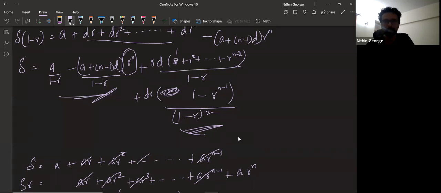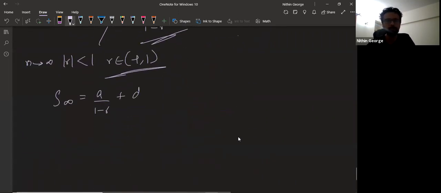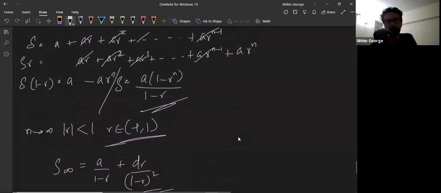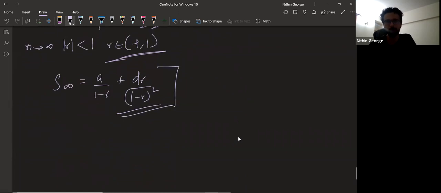Then here, R power n minus 1 is good enough to count as 0. So I get dr by 1 minus R square. This becomes the sum to infinite terms. So you don't need to remember this. But you should know the method, how to solve. So that's all that counts.